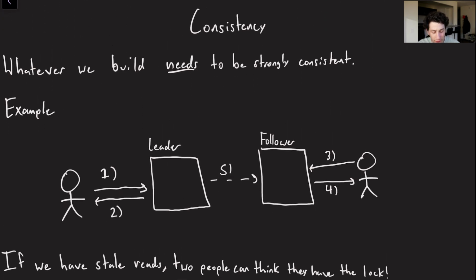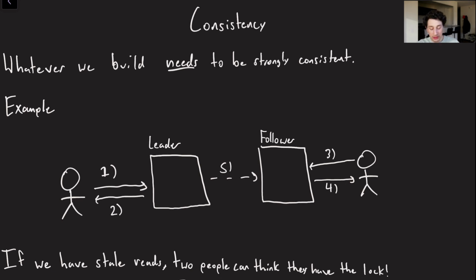Cool. So the first thing that we're going to be talking about is consistency. There's going to be a lot of database theory in this video, so it should be a nice throwback to all of these concept videos. So whatever we do need to build has to be strongly consistent. It has to. The reason I say that is this, right?